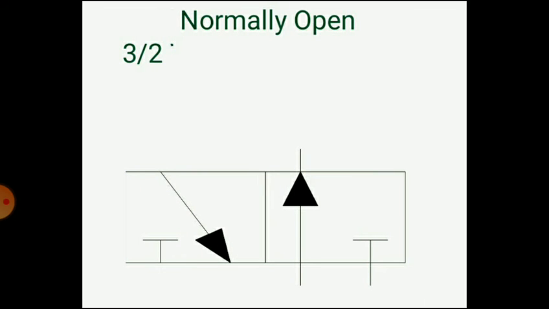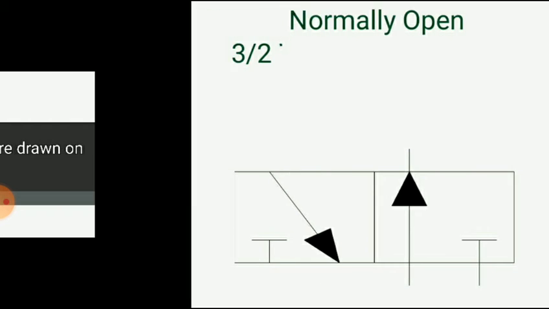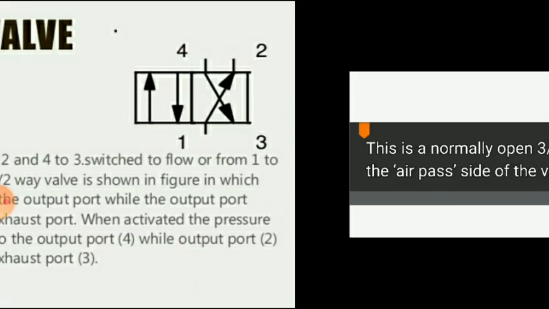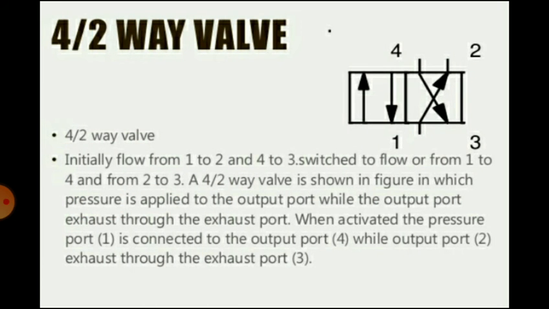Again the same valve is shown in this slide, that is normally open. So this is a normally open 3 by 2 valve because the connections are drawn on the air pass side of the valve. Then the 4 by 2 way valve.